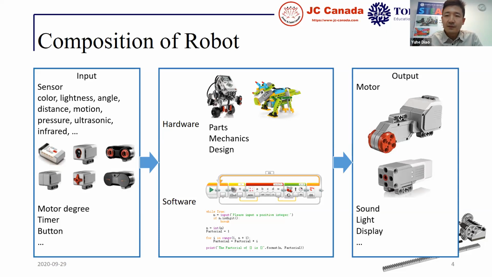So for a robot, at least we need hardware, software, and output. Sometimes we may not have input. For example, we just program, and we repeat the work. So we don't need input, but it's okay. But for a self-driving car, then we need sensors, right? We need to detect the distance. So these are the different parts of a robot.